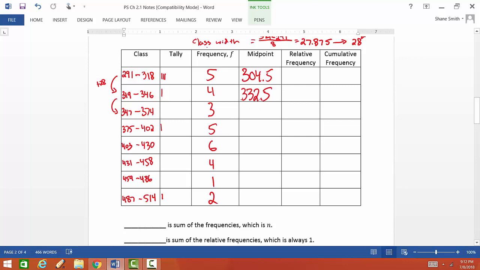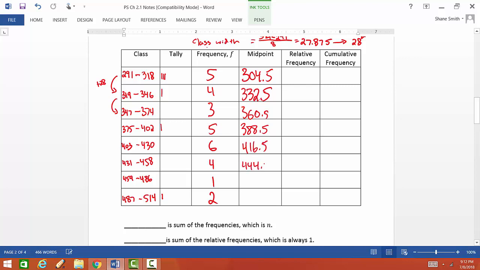Now, notice that after you find the first, you don't need to average every single pair of limits together, because you know the class width is 28. And so if I go down, I should only have to add 28 every time. Notice that if I take 304.5 and add 28, I get 332.5. Well, let's add 28 again. That's 360.5. Add 28 again. That's 388.5. And this gives us all the midpoints.